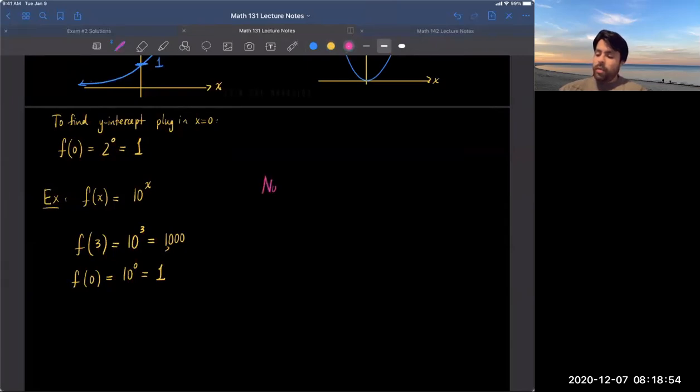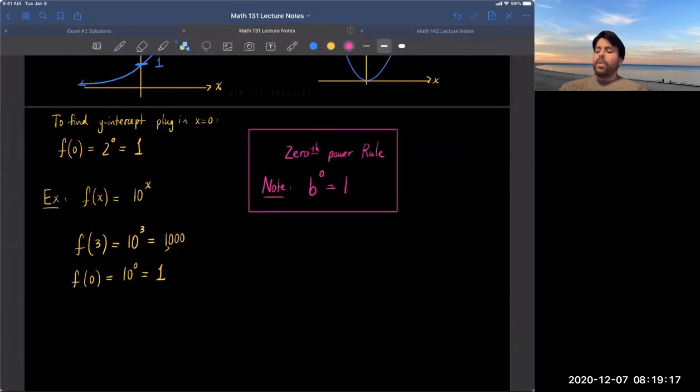Make this a note. Anything raised to the 0 power is always 1. You can call this the 0th power rule. So if you raise anything to the 0th power, you would always get 1.